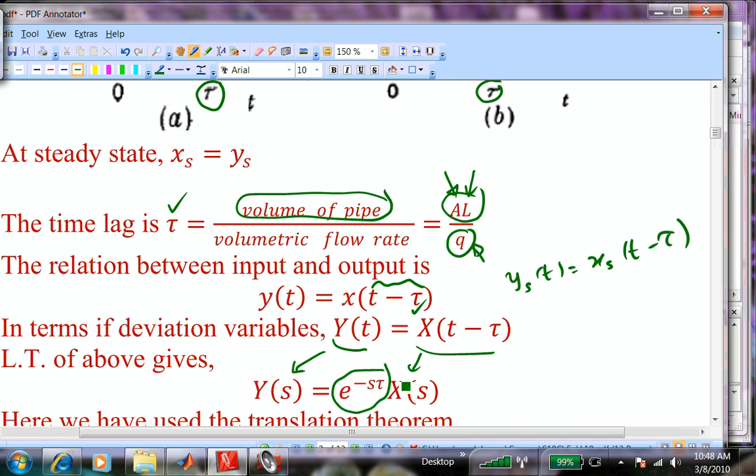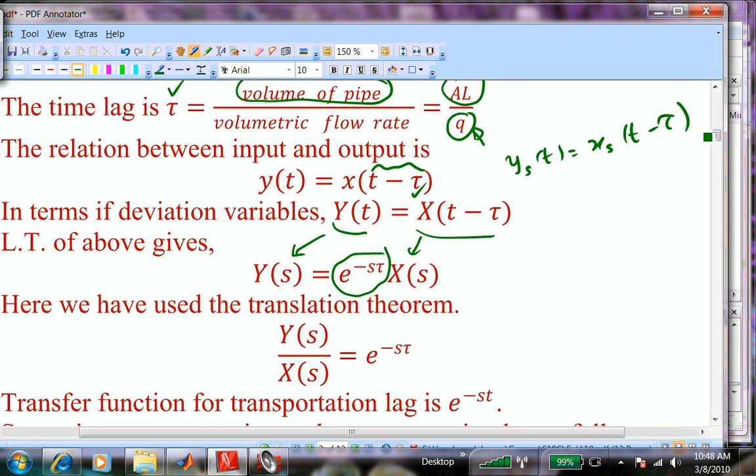Okay? And how does this come about? This is one of the Laplace transform theorems that we saw, the translation theorem. Using the basic definition of the Laplace transform, you will get this factor e to the power minus s tau. Not t, but tau. Okay? So this is basically a number. Tau is a number, but s is a variable because it is in the Laplace domain.